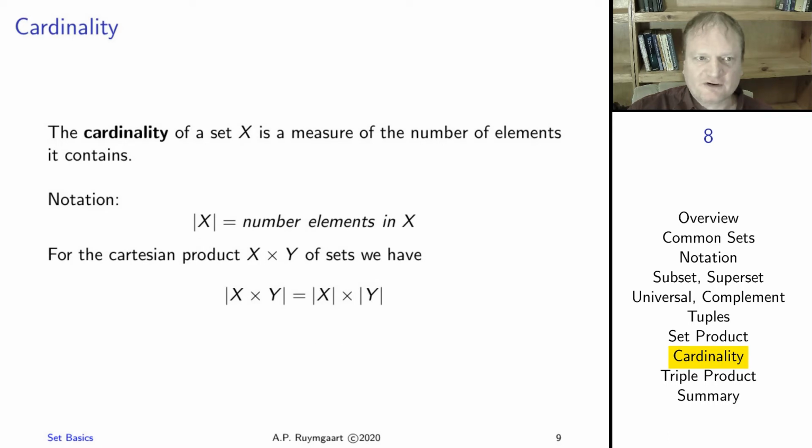Another important set concept is that of cardinality. The cardinality of a set is a measure of the number of elements that it contains, and we use the vertical bracket notation. So if we see a set X surrounded by vertical brackets, we are talking about the number of elements in X. For the Cartesian product of sets, we have that the cardinality of the product equals the product of the cardinalities. So we saw in the last example of the Cartesian product, we had two sets with two elements. Each of those sets had a cardinality of 2, and the cardinality of the result set of ordered pairs was 4. And that equals 2 times 2.